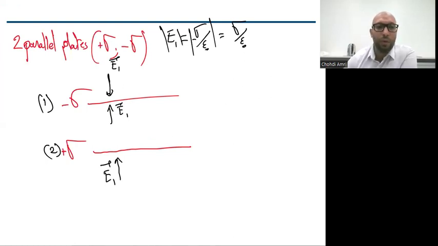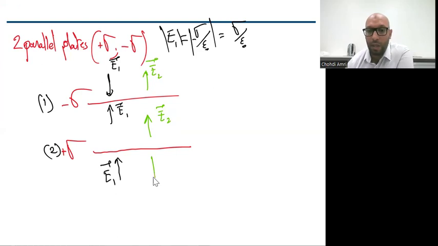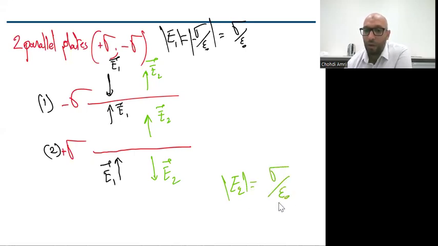What about plate 2 now? The second plate produces an outward electric field. Why? Because it's positive, and here it's positive sigma. The same: E2 in magnitude is equal to E1 in magnitude, sigma over 2 epsilon naught. Sorry, I forgot the 2 epsilon naught.